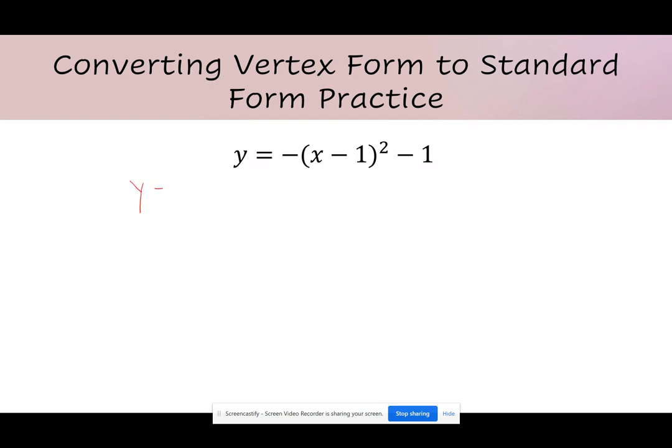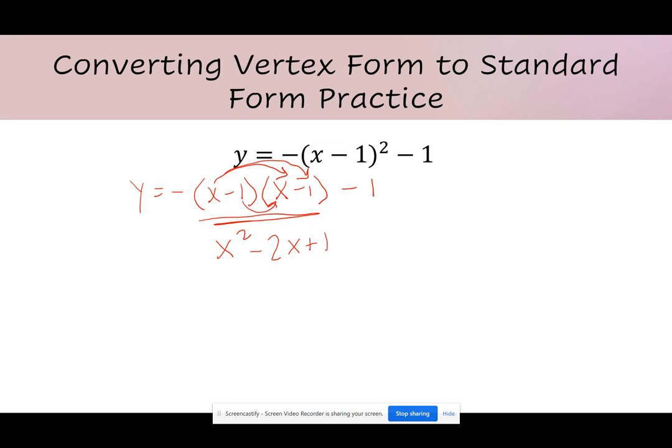Okay, so first example. So we have y equals negative. I always just rewrite it as (x minus 1) times (x minus 1). Copy everything else down. Now we're going to multiply out our binomial. So you know we have x squared minus x, so minus 2x, and plus 1. I always keep that in parentheses because you still need to multiply your a by all of that.